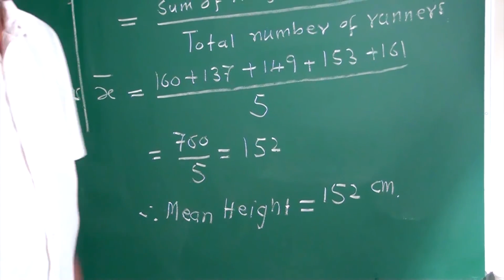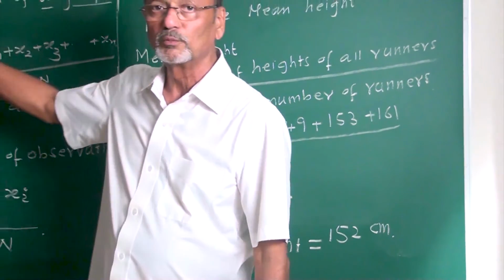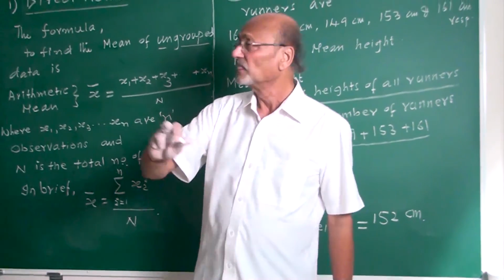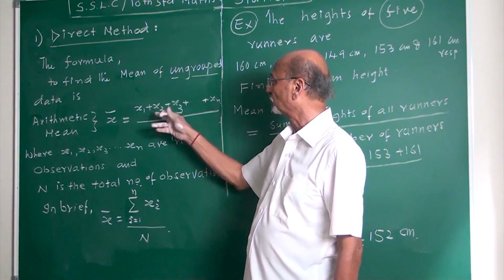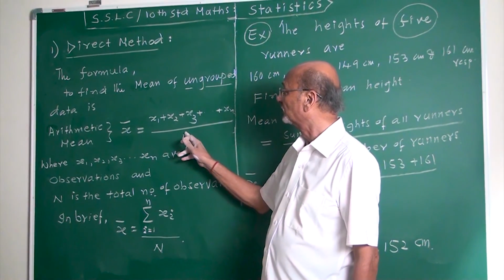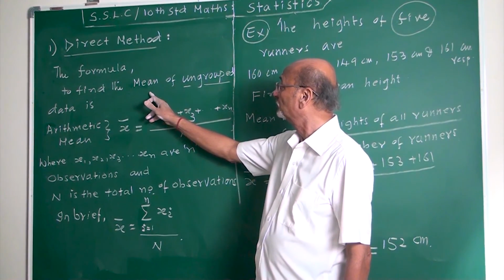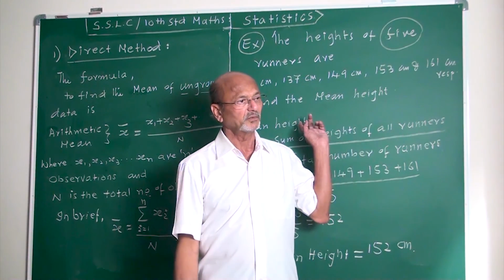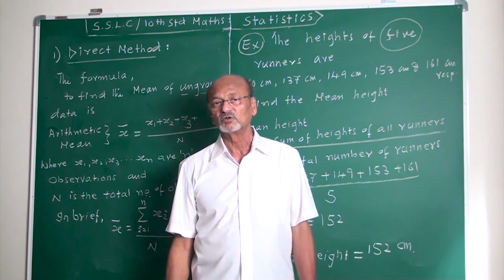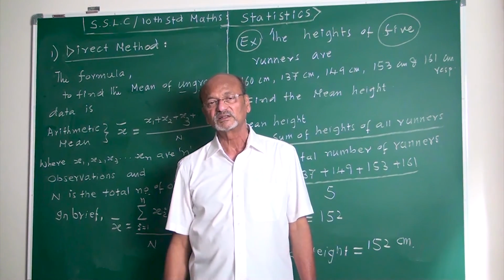Yes, my friends. Next comes, it is ungrouped data. Next comes direct method for grouped data. This is the formula for ungrouped. Next is how to find the mean of grouped data. I will give the formula and examples, my friends. Okay, we shall do one by one. That I will do in the next class.